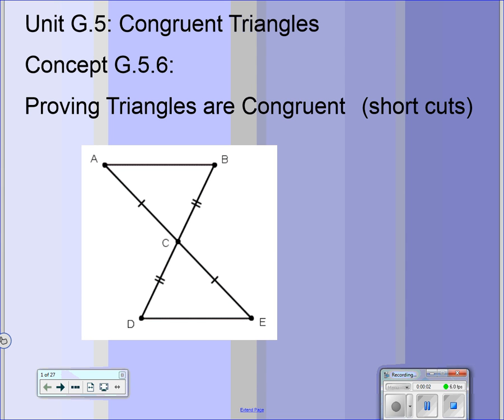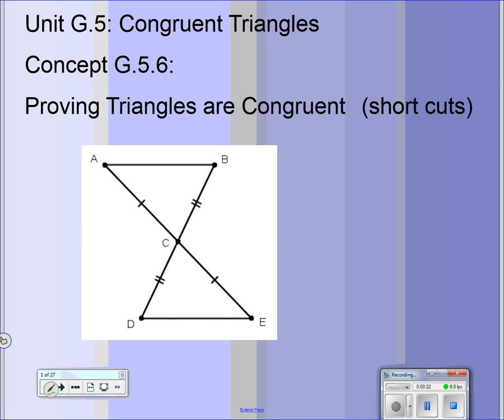Hey everybody, this is Mr. Munson. We're looking at Unit G.5, congruent triangles. This is concept G.5.6, proving triangles are congruent. A pretty easy chapter. What it's going to entail is how do I prove triangles are congruent.